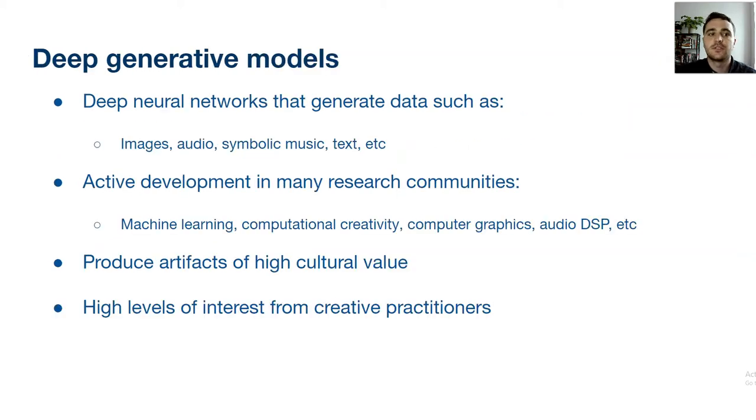So, deep generative models. Deep generative models are neural networks that generate data. They can generate data such as images, audio, symbolic music, text, video, etc. There's active development in many research communities, so not just machine learning, but also computational creativity, computer graphics, audio digital signal processing, computer-human interaction, etc. They are capable of producing artifacts of high cultural value, and because of that, there's high levels of interest from creative practitioners who want to use this and do use it in their artistic practices.